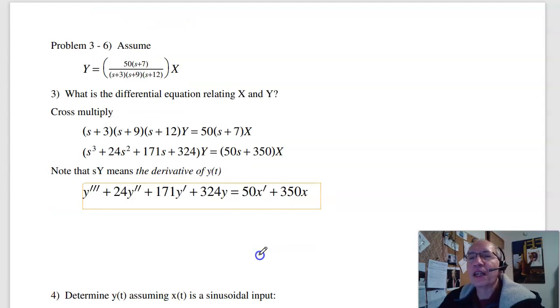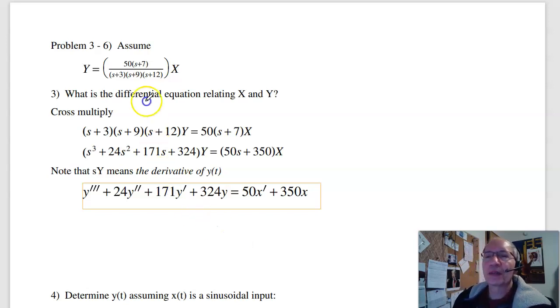Problem 3. If I have a transfer function, what does it mean? This really means I've got a third-order differential equation. If I cross-multiply, s means derivative, so my differential equation would be the third derivative of y, plus 24 times the second derivative, plus 171 times the first derivative, plus 324 times y, is 50 times the derivative of x, plus 350x. This is the differential equation that corresponds to that transfer function.